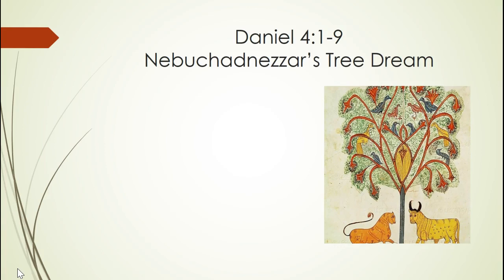I, Nebuchadnezzar, was living at ease in my home and prospering in my palace. I saw a dream that frightened me. My fantasies in bed and the visions of my head terrified me. So I made a decree that all the wise men of Babylon should be brought before me in order that they might tell me the interpretation of the dream. Then the magicians, the enchanters, the Chaldeans, and the diviners came in, and I told them the dream, but they could not tell me its interpretation.